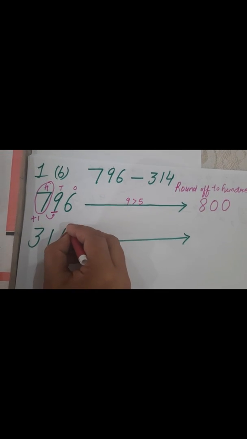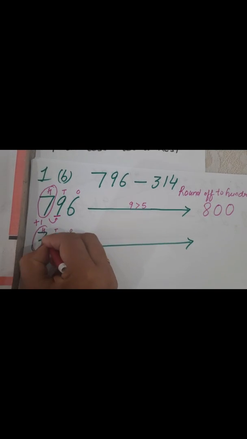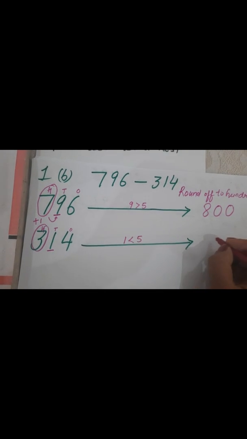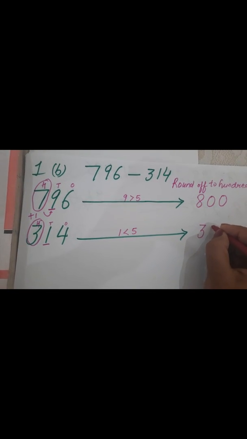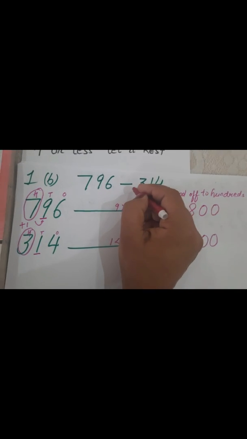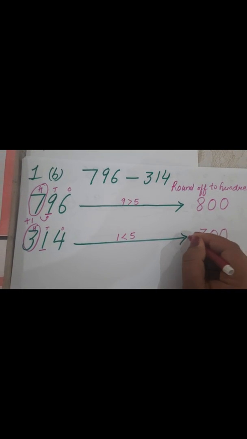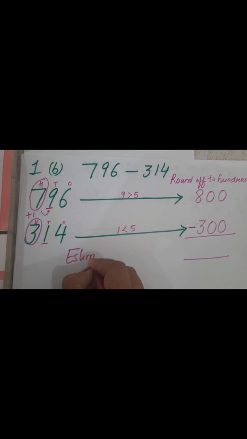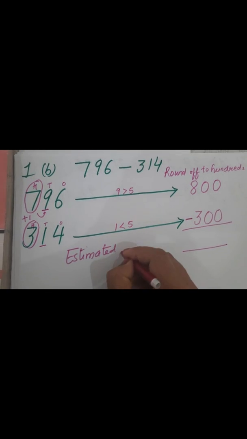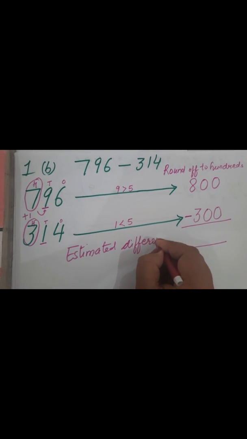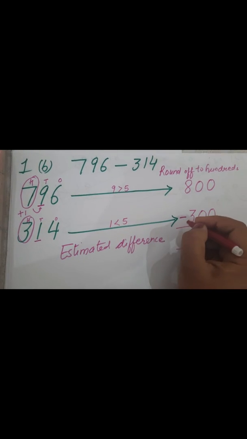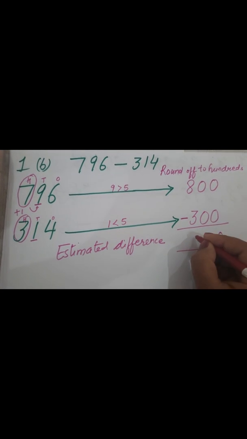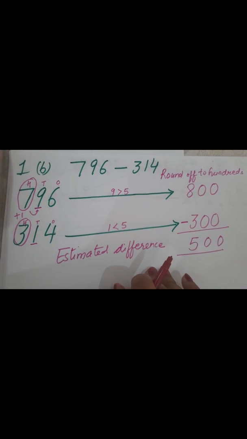800. Now again, ones, tens, hundreds. Circle this, underline 1, as 1 is lesser than 5, so it remains the same and it becomes 300. Now in the question, minus is given, so I have to put the sign of subtraction, and I will write estimated difference. If I am adding, then I will write estimated sum, but here I am subtracting. For minus, I will write estimated difference, so it becomes 500. So this is the estimated difference.